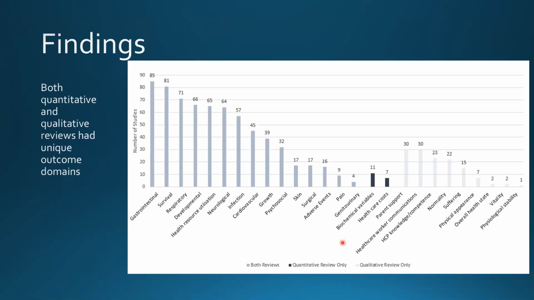And in the qual review, there were 9 outcome domains identified that were unique to the qualitative studies and that weren't discussed or measured in the trials. So things like parent support, healthcare worker communications, healthcare professional knowledge and competence, the normality of the infant, suffering, physical appearance, overall health state, vitality, and physiological stability.